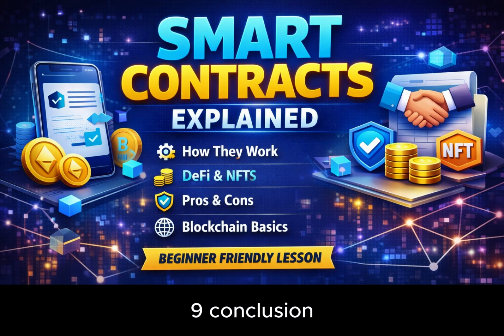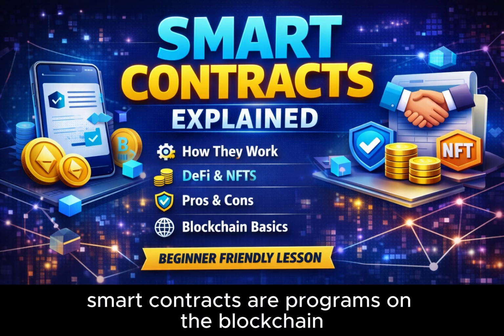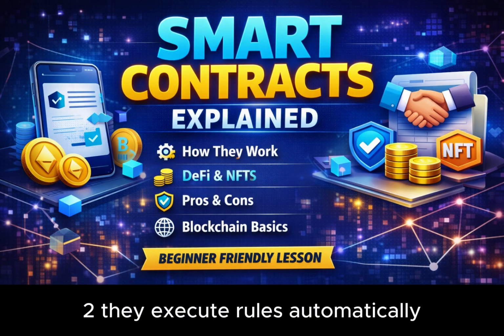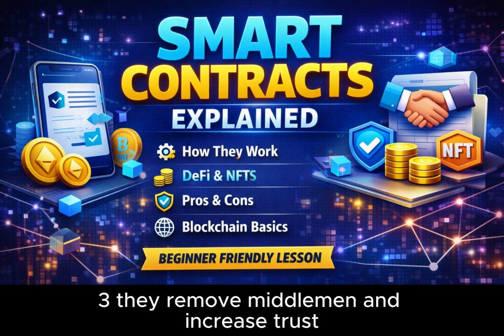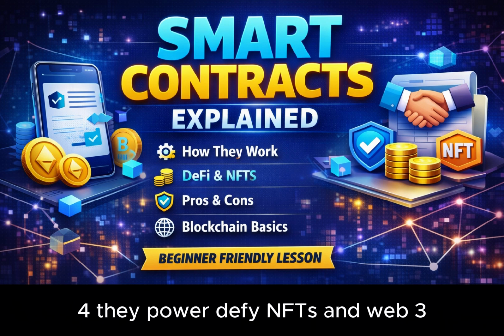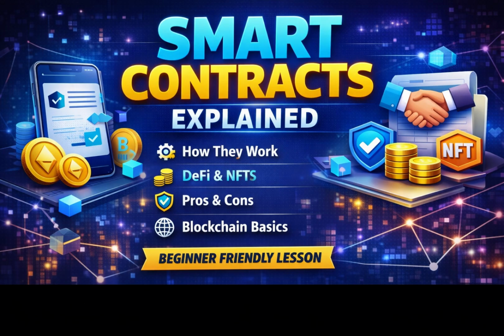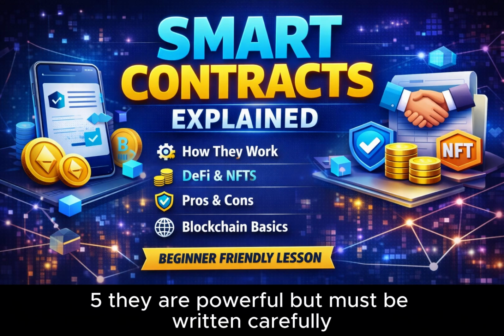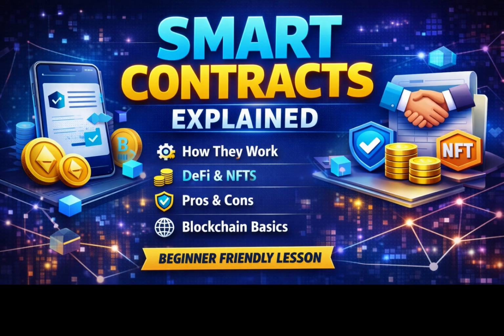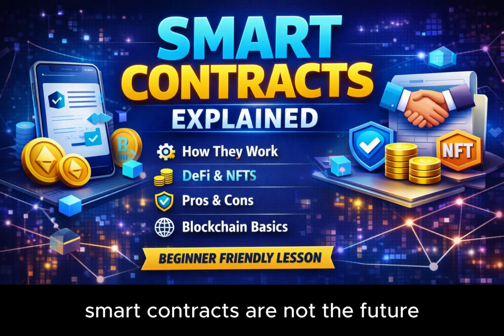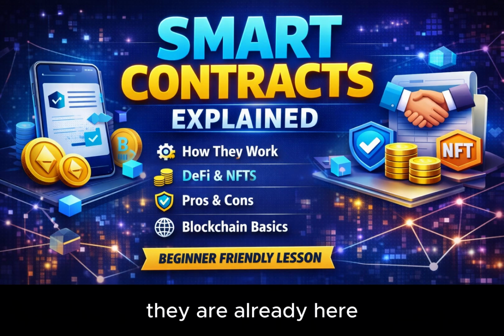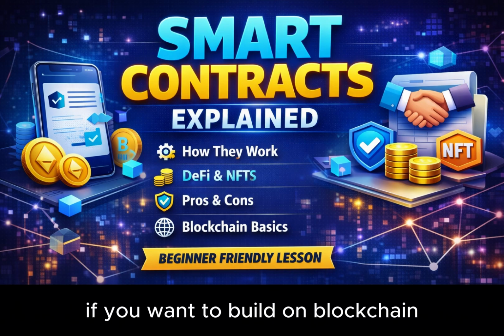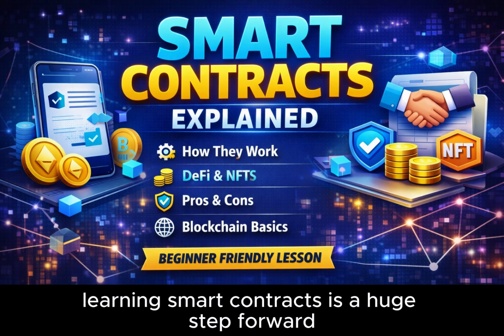9. Conclusion. Let's summarize. 1. Smart contracts are programs on the blockchain. 2. They execute rules automatically. 3. They remove middlemen and increase trust. 4. They power DeFi, NFTs, and Web3. 5. They are powerful, but must be written carefully. Smart contracts are not the future. They are already here. If you want to build on blockchain, learning smart contracts is a huge step forward.